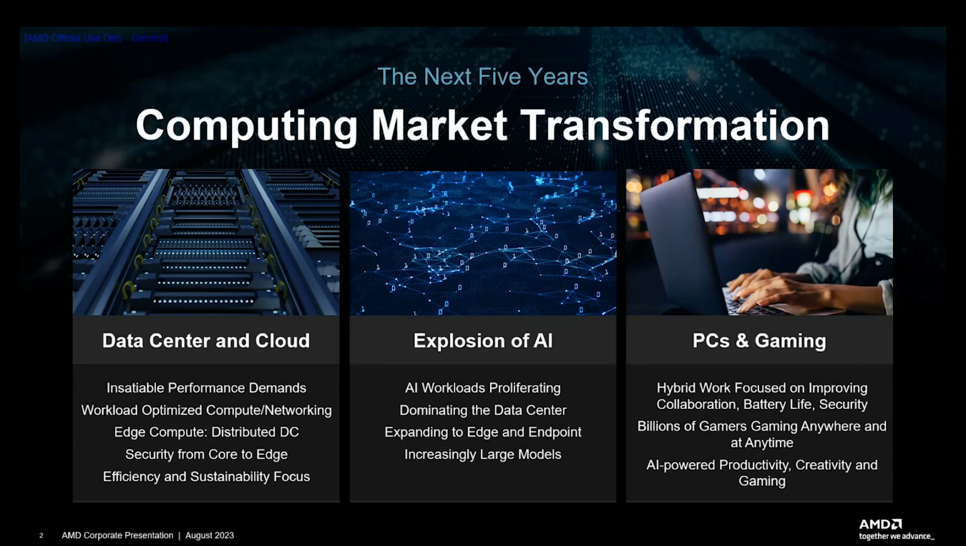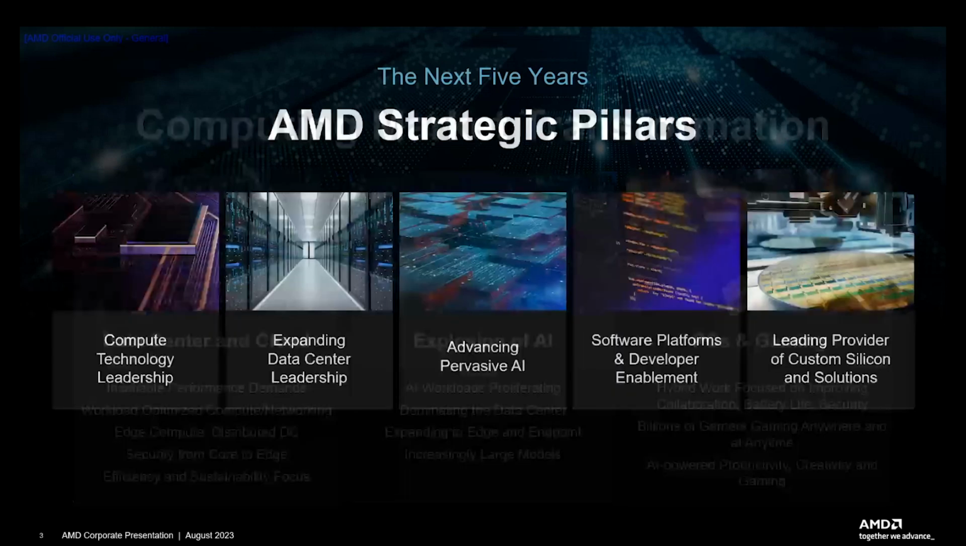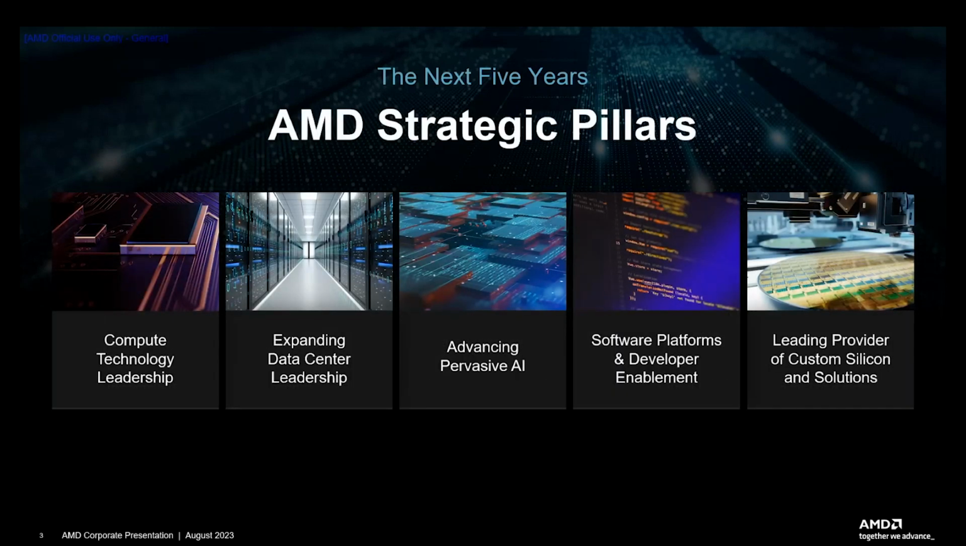Okay, so this is what we have in AI, and then PCs and gaming. You must know about that. We have laptops, desktops, and gaming laptops and desktops available with us. Next, we have compute technology leadership. Actually, these are AMD's strategic pillars for the next 5 years. Compute technology is our laptop and desktop portfolio. Data center is our Epyc processor, Epyc product, and data center products available with us.